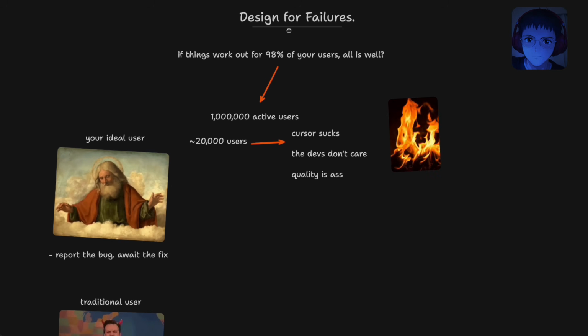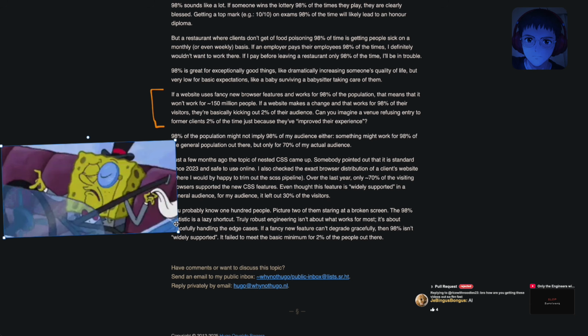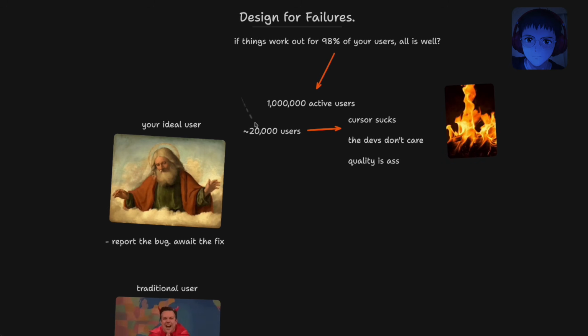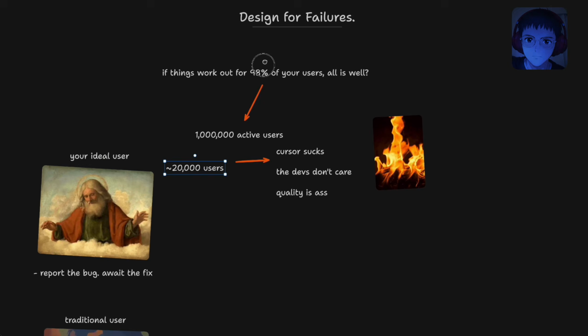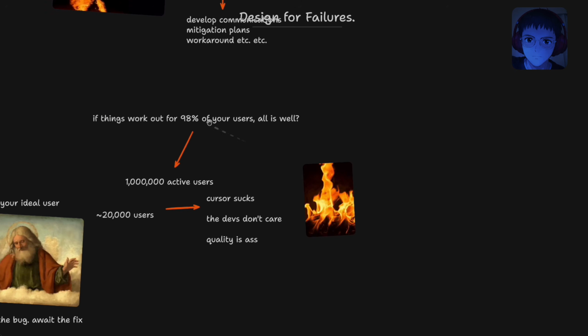But back to the topic, designing for failures. You need to assume that this is going to happen. You need to assume at some point these 20,000 users are going to be hit with a bug. The article mentions if a website uses a fancy new browser feature that works 98% of the time, they're basically kicking out 2% of the audience. And as I mentioned earlier, this 2% is actually quite a bit as you scale. Let's be honest, you can never get to 100% perfect, but even at 99%, 10,000 users is a lot.